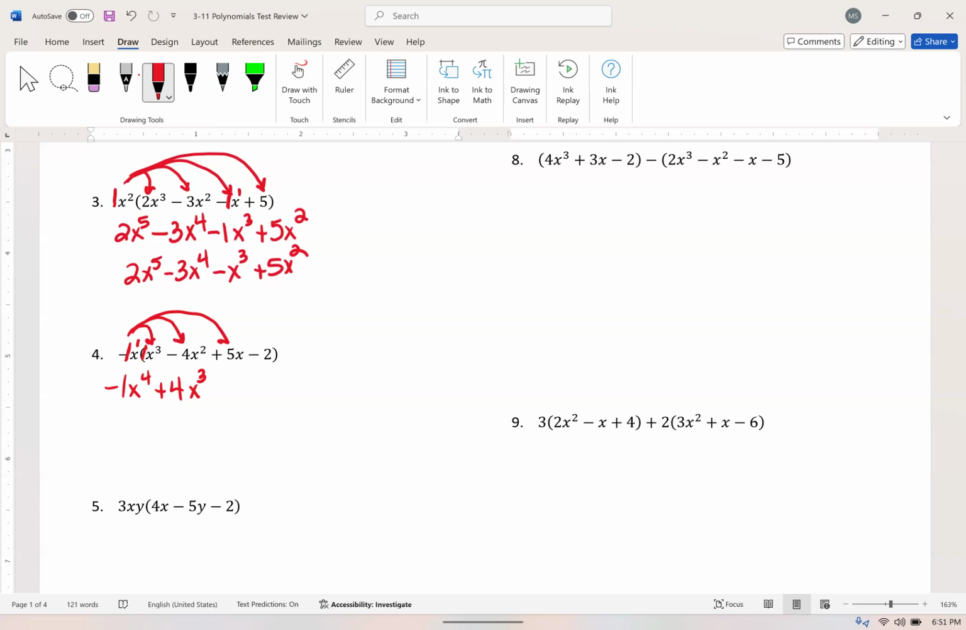Right? And then negative 1x to the first times 5x. Well, negative 1 times 5 is negative 5. X to the first times x to the first is x to the second. And then finally, negative 1 times negative 2 is a positive 2. There is an x there, so we do need to include that x. So negative 1x times negative 2 is positive 2x. And then again, we don't usually write a negative 1x to the fourth. We just write negative x to the fourth as the final answer.